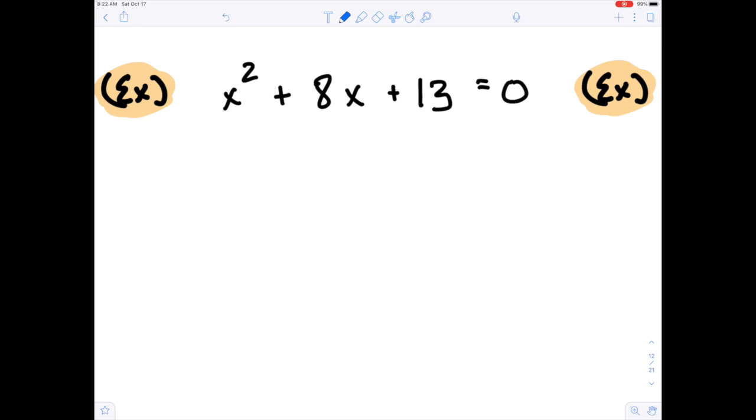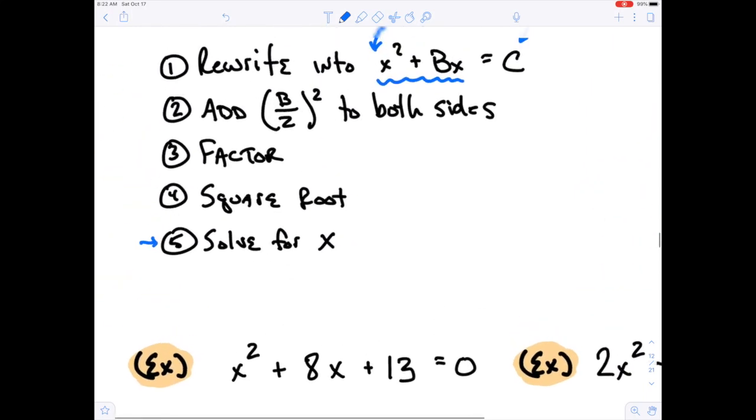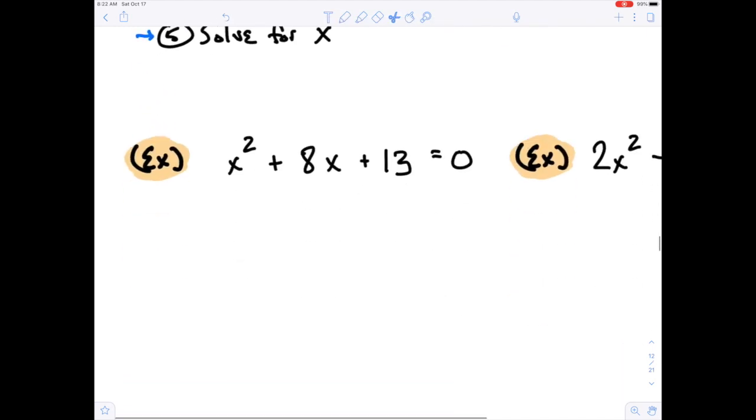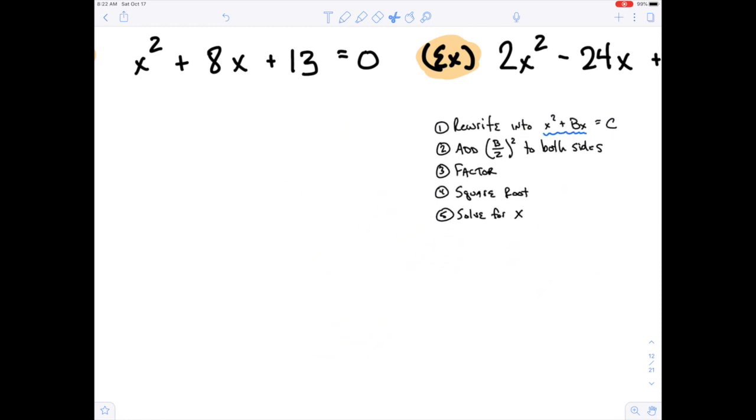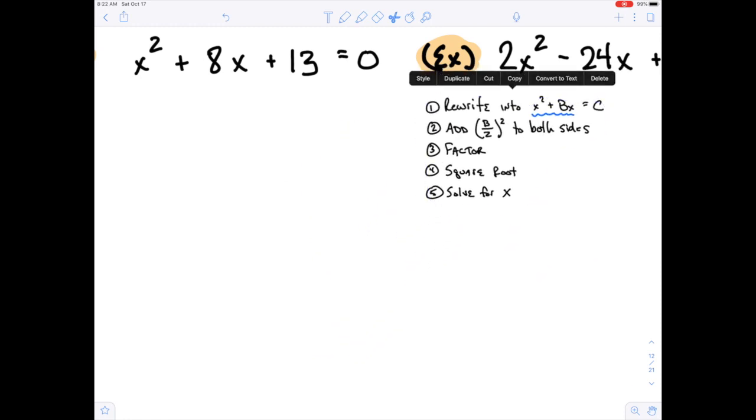So here we go. I should have these steps down here, right? So let's go ahead and grab these and copy and paste them right next to the question so we can kind of refer to them as we go. Let's make them teeny tiny. And here we go. So step number 1, let's rewrite this first problem into x squared plus bx equals c. That really just means move the 13 over. So I'm going to get x squared plus 8x is negative 13, right? Subtract 13 from both sides.